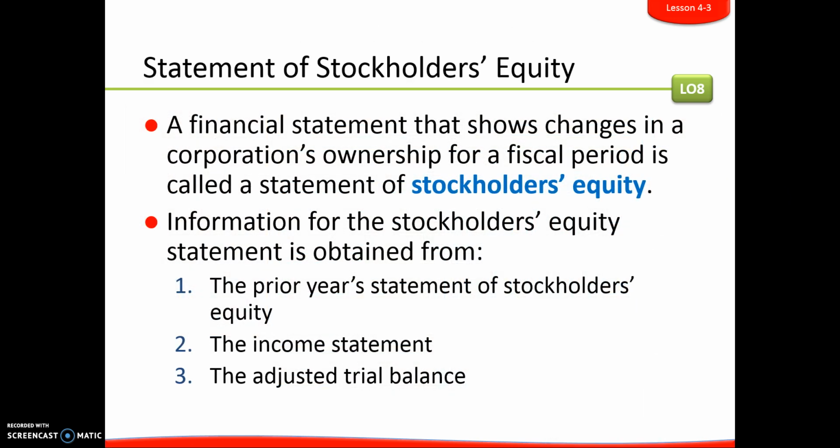Our second one is the statement of stockholders' equity. The statement of stockholders' equity is, of course, the statement that shows changes in our ownership for a fiscal period. That information is going to come from our prior year's statement of stockholders' equity and the income statement, which is why we have to do the income statement first. And then we also will have information coming from our adjusted trial balance.